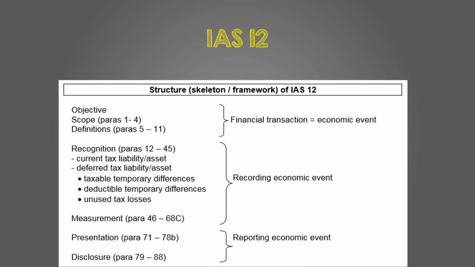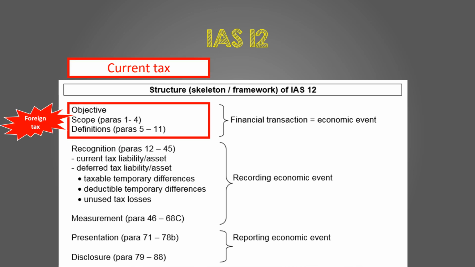Okay, so first of all, the structure of IAS 12 and the paragraphs that refer to current tax are as follows. So firstly, we have the objective, the scope, and the definition. What we are going to look at specifically with regard to these paragraphs is I'm going to tell you a little bit more about foreign tax. Next, we will be looking at the recognition of a current tax liability or asset. And here I am going to bore you because I'm going to tell you something that you already know.